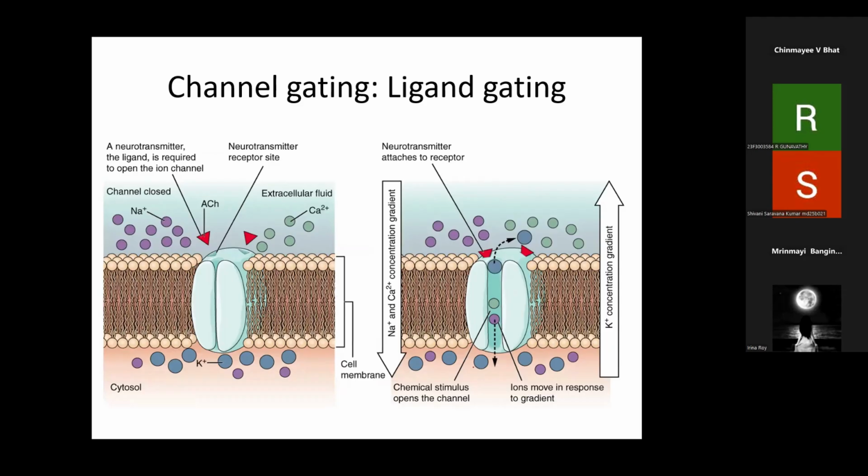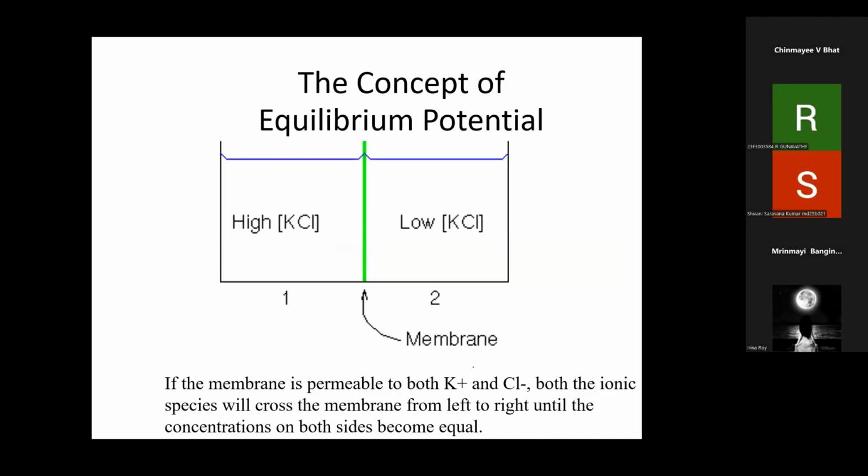In ligand gating, the ligand is basically some kind of a chemical, a molecule. When this molecule comes and binds with a receptor which is linked to the ion channel, then that binding event causes open-close state change of the ion channel. Okay, so that is called ligand gating.